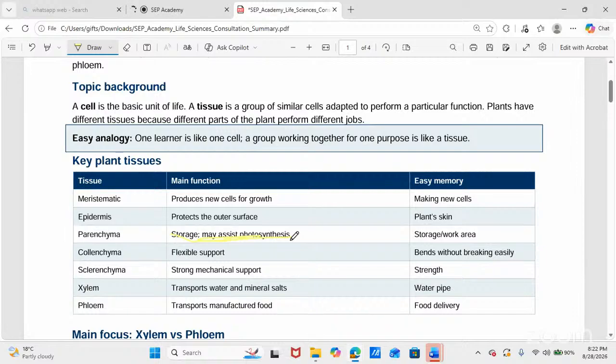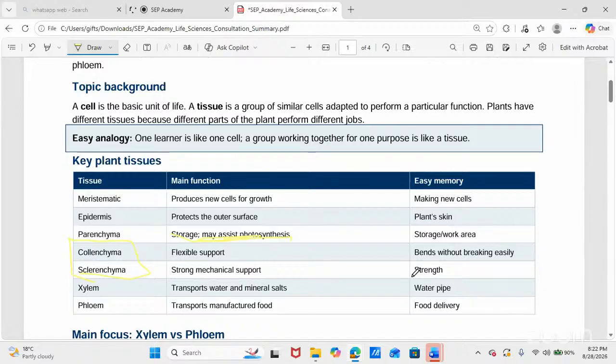So now we're going to look at the sclerenchyma. The sclerenchyma and the collenchyma work hand in hand. You have to have support, right? You have to have mechanical support and flexible support working together in order for the plant to, what? To be strong enough. So for the sclerenchyma, we have strong mechanical support and strength. There are some plants that when you try to break them, you can feel that they are hard or a bit difficult to break.